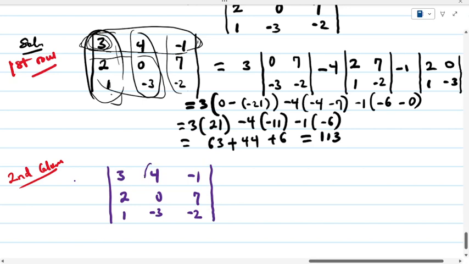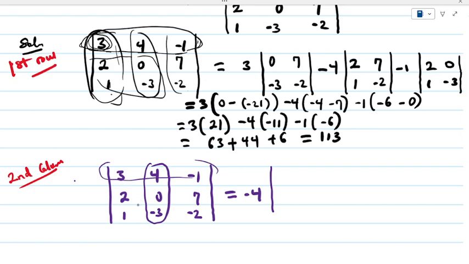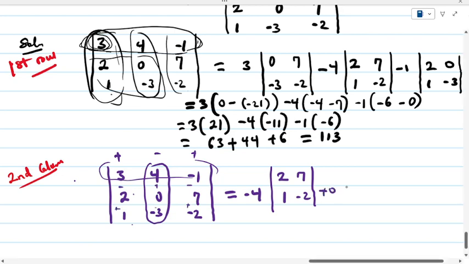So I'm going to pick this second column of the matrix. I'm going by 4. If I pick 4, the position of 4 is negative, so I'm going to cover this first row. So I'm left with 2, 1, 7, minus 2. The second element, which is 0, where we have the signs plus, minus, plus, minus, plus, minus, plus, minus, plus. So I have positive 0.